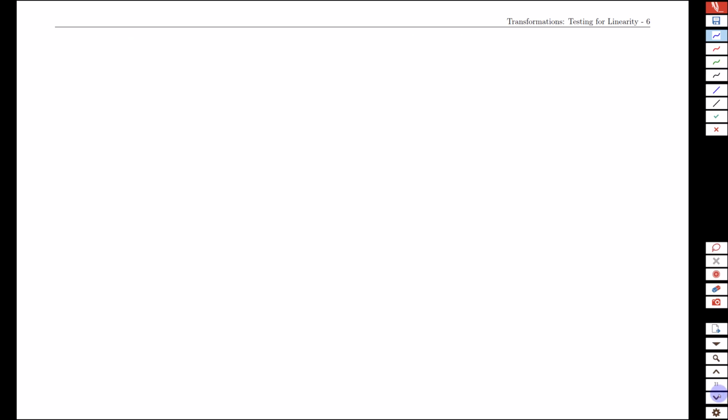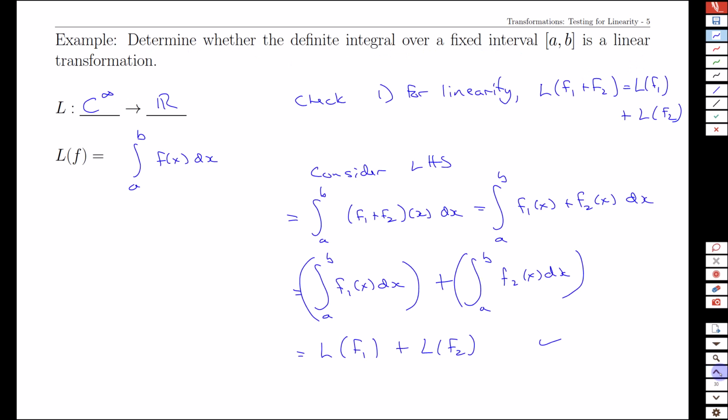Of course, that leads us to the second criterion. Criterion 2 for linearity is that we have a scalar multiplier that can move in and out of the function, that L of alpha f is equal to alpha times L of f. And hopefully you're thinking, wait, I know I can pull constants out front of integrals. That's exactly what we're going to do. So alpha is an element of the reals, and f is an element of C infinity. I should put that back here as well for f1 and f2 elements of C infinity.